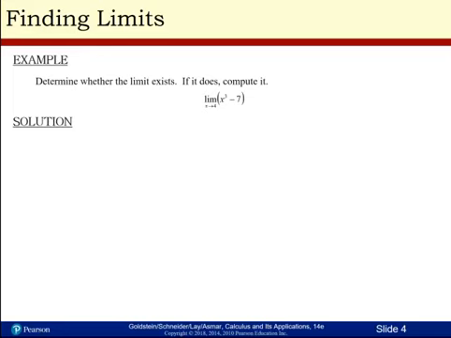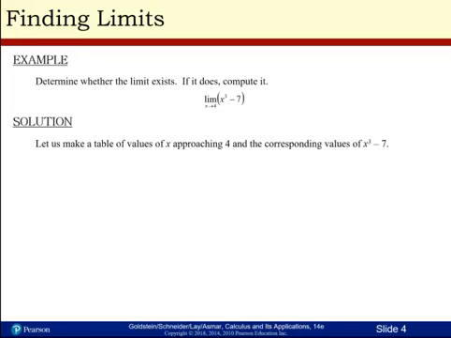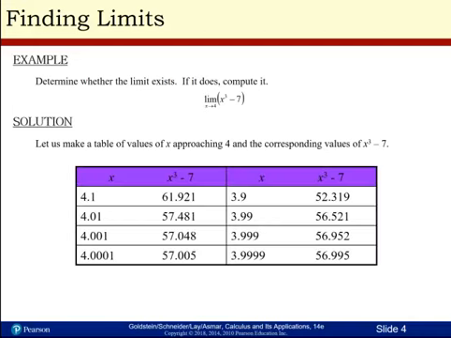So let's look at another one, maybe one that does exist. So let's look at this limit and see if it does exist. So we're going to make a table of values and see what happens with the table of values. So I see that as x is getting closer and closer to 4, first off we look at 4.1, then 4.01, then 4.001, 4.0001 I think.